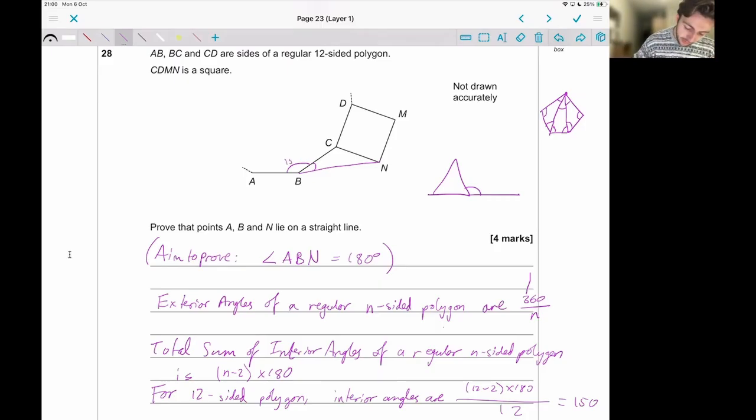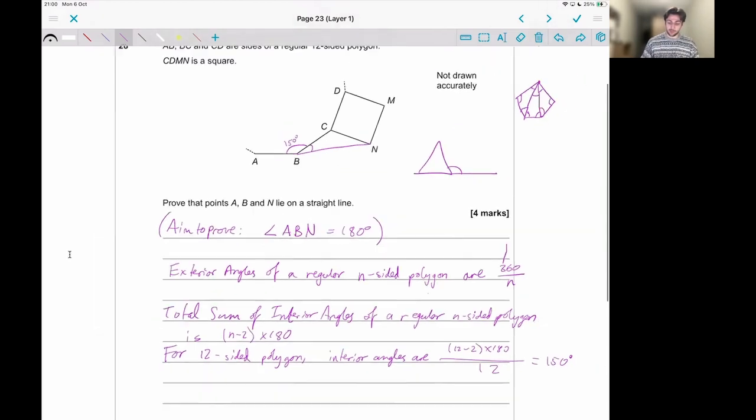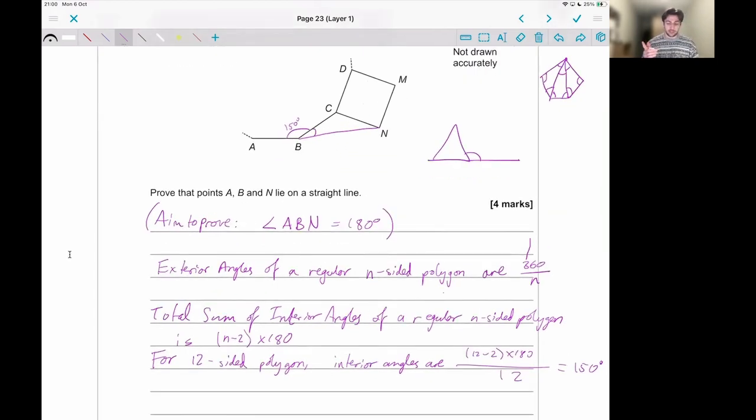So let's mark that on our diagram here. That's 150 degrees. Put my little degrees symbol there. 150 degrees. So this is what we're trying to prove. Let's remember that. If we can prove that this angle, angle CBN, is 30 degrees, we'll be golden, because then we'll have proved what we wanted to prove. So that's the next thing we're trying to do.